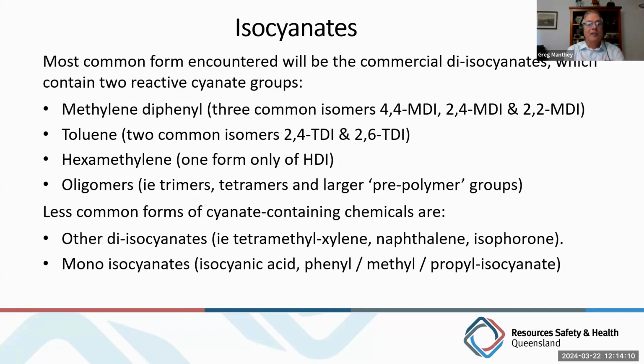Common ones are methylene diphenyl diisocyanate, or MDI, which Kelly mentioned earlier on, toluene diisocyanate, hexamethylene diisocyanate, and their oligomers, or short chain prepolymers. You'll notice MDI has three common isomers, and toluene diisocyanate has two. Less common forms of cyanate containing chemicals are the other diisocyanates like naphthalene and isophorone, but there are also the monoisocyanates, so molecules with a single cyanate group. The smallest is isocyanic acid, which is just the NCO with a hydrogen attached. But key to this presentation is the methyl and phenyl isocyanates.